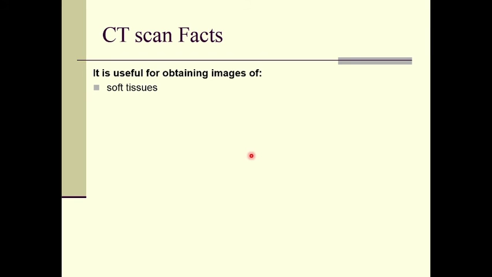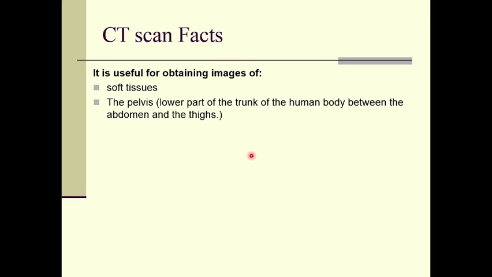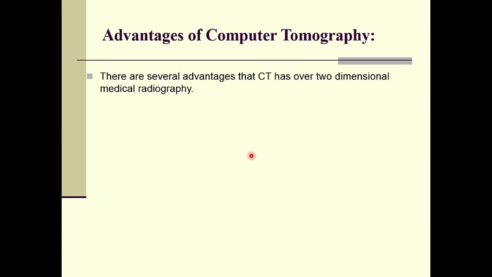It is useful for obtaining images of soft tissues, the pelvis, the lower part of the trunk of the human body between the abdomen and the thighs, blood vessels, lungs, brain, abdomen, and bones. So, it is used in various applications. What are the advantages of CT scan? There are several advantages of CT over two-dimensional medical radiography.